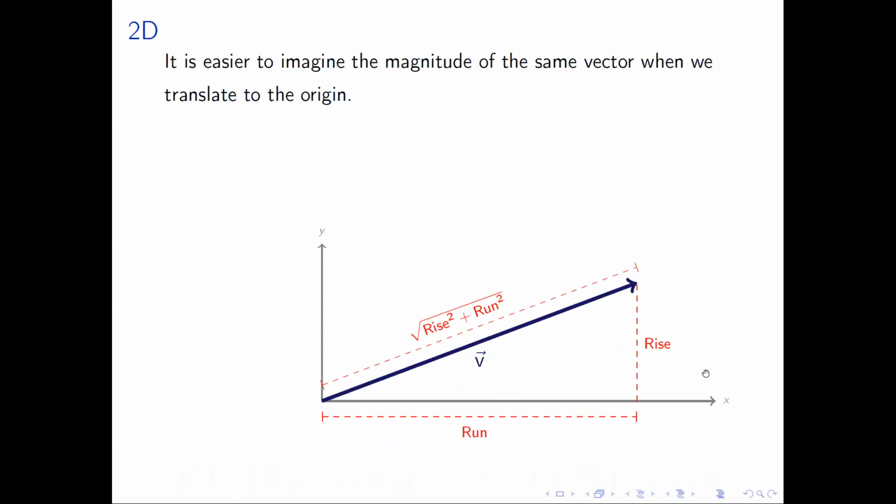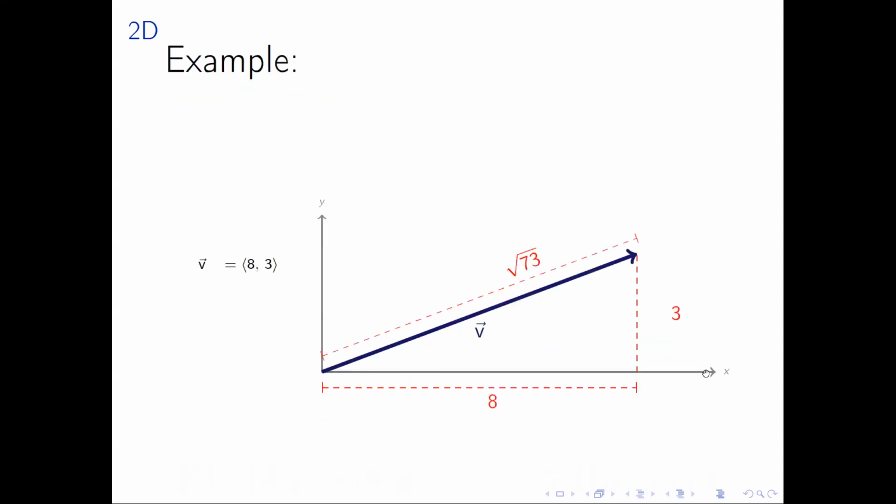And here with X and Y axis in there, it's easier to see that run is the X component and rise is the Y component. Example, let's say V is vector (8, 3). What is the magnitude of the vector V? So you have to take the square root of the first component to power 2 plus the second component to power 2, quantity. And that's square root of 73.